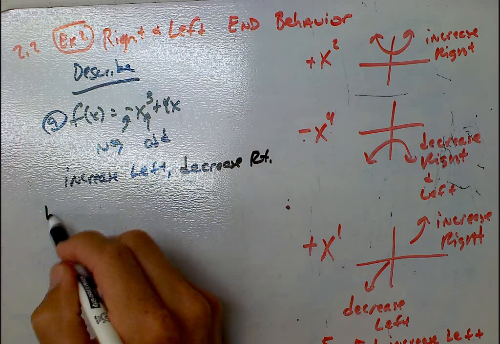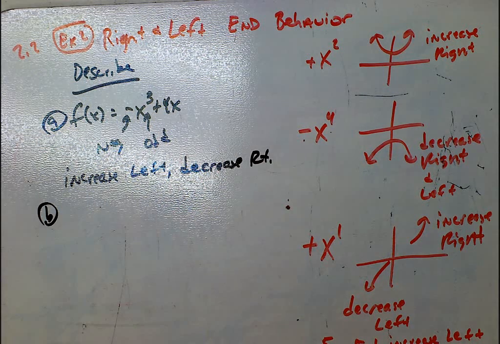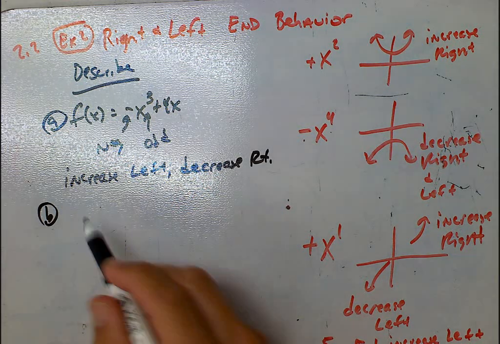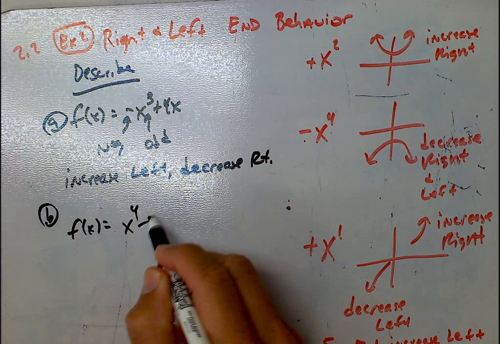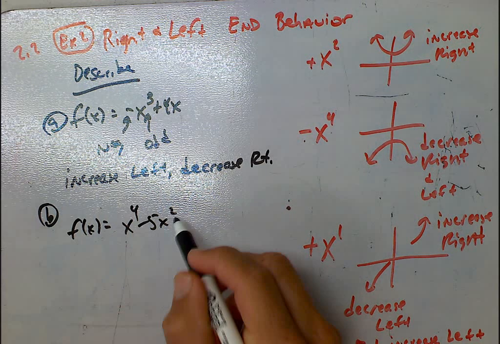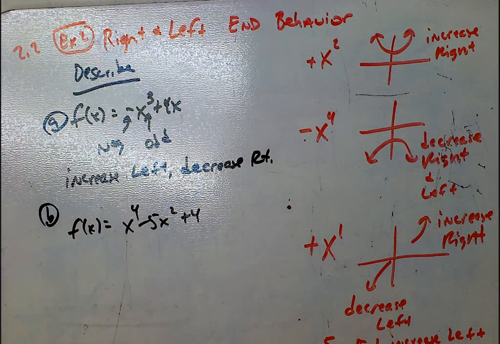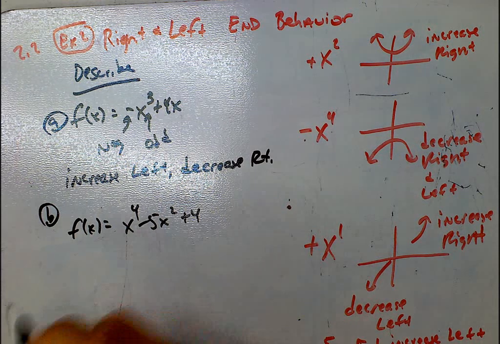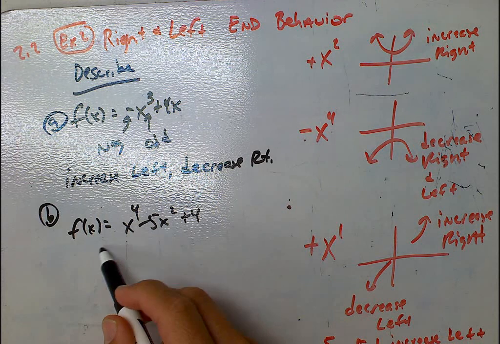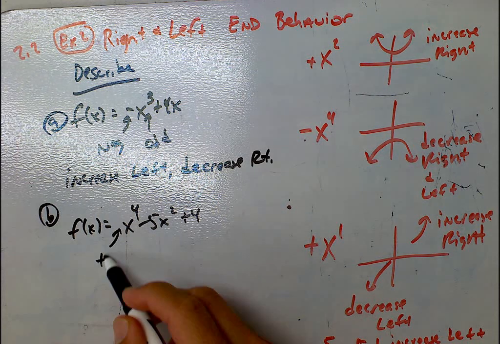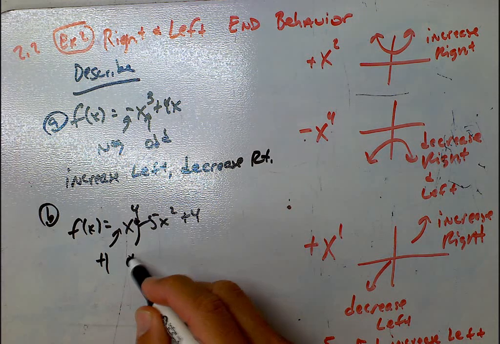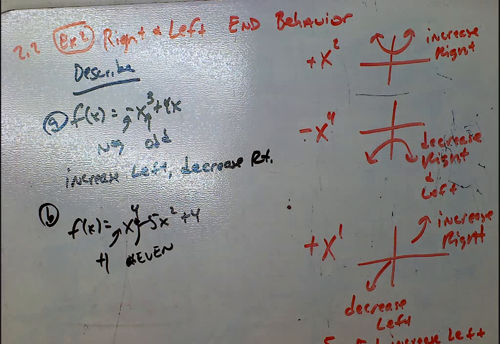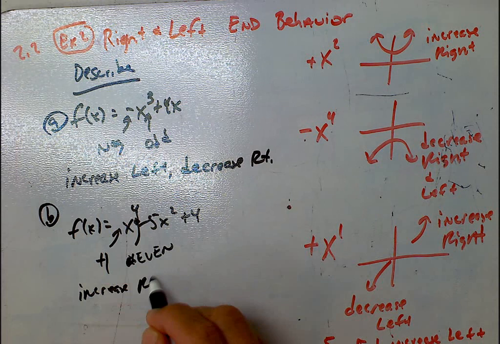Example B, if I have f of x equals x to the fourth minus 5x squared plus 4, I notice my leading coefficient, meaning the coefficient in front of the biggest exponent. The biggest exponent is 4, so my leading coefficient here is positive 1. And my degree, meaning the biggest exponent, is even. So when it's positive and even, it's going to increase to the right and to the left.